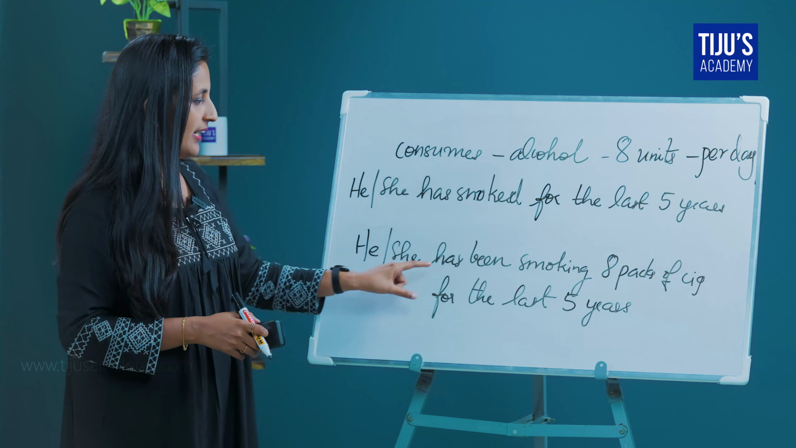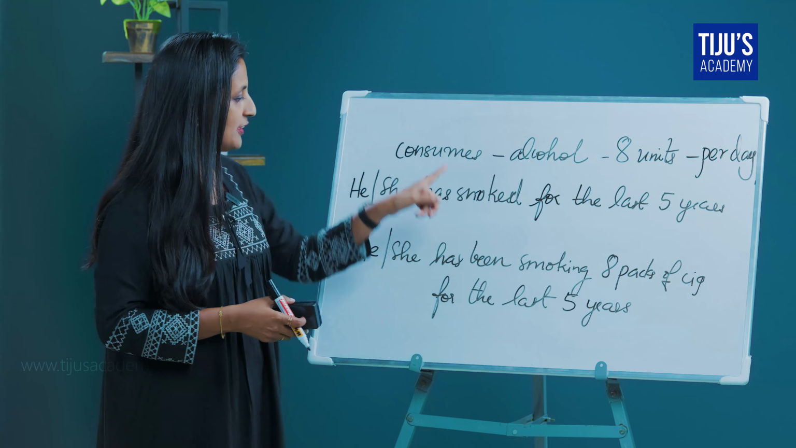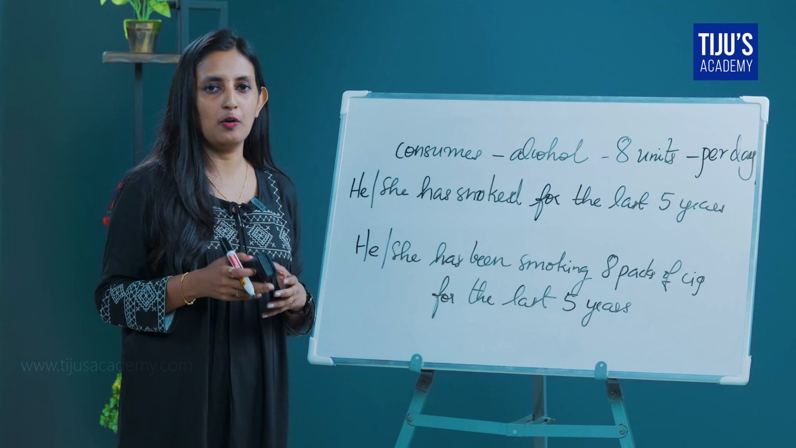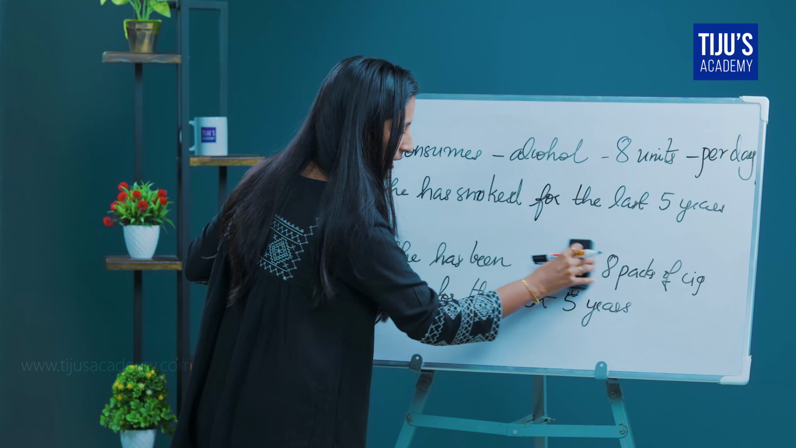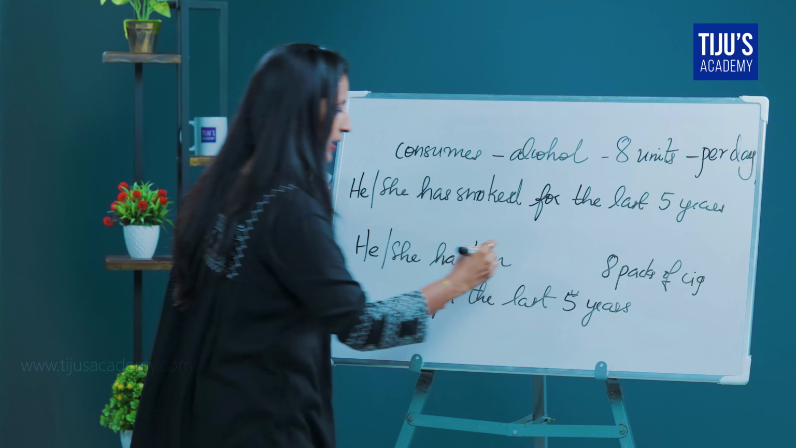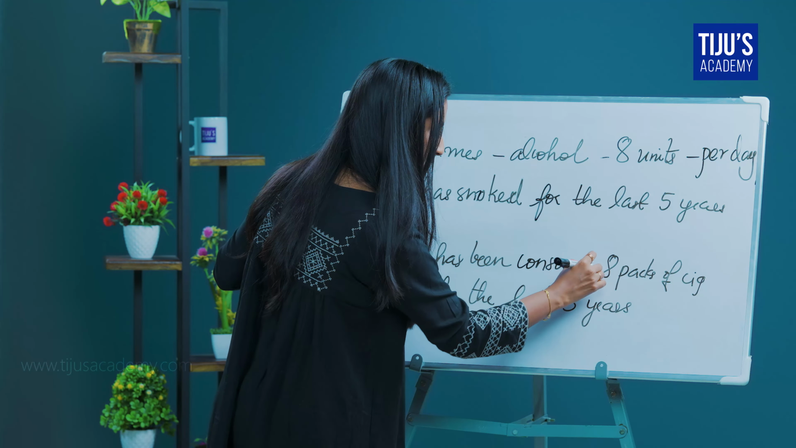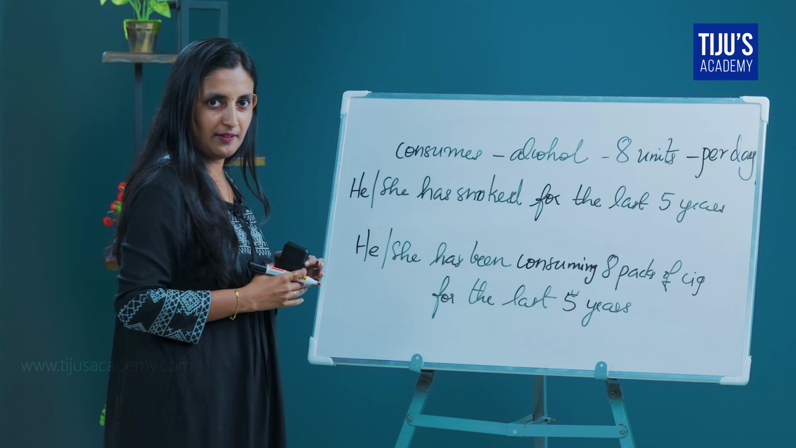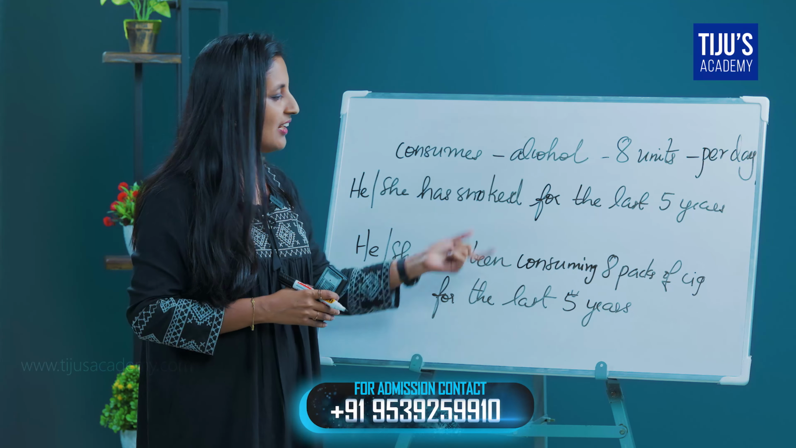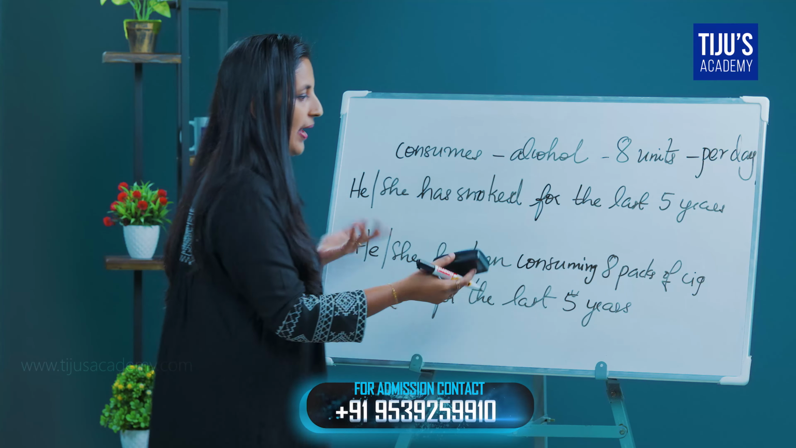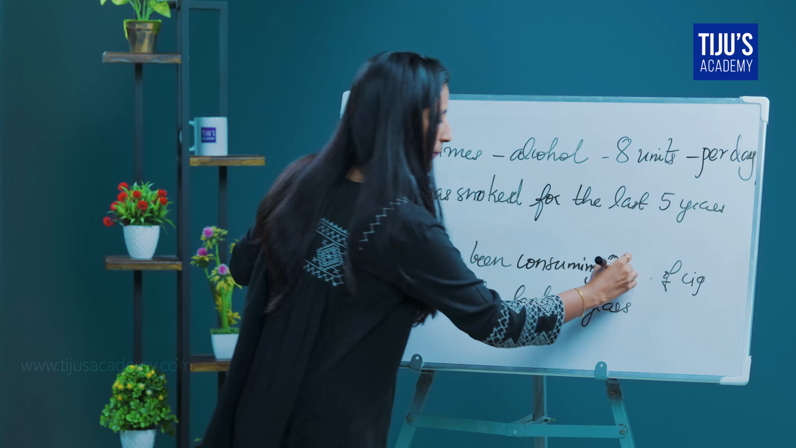He has been smoking. Instead of smoking, you have to go for the word consuming, because when it comes to alcohol, what we are doing is consuming alcohol. So the verb smoking, what do we change it into? We change it into consuming. Consuming 8 packets of cigarettes. When it comes to alcohol, we change it slightly: 8 units of alcohol. What can we change packets into? We can bring the word units there.